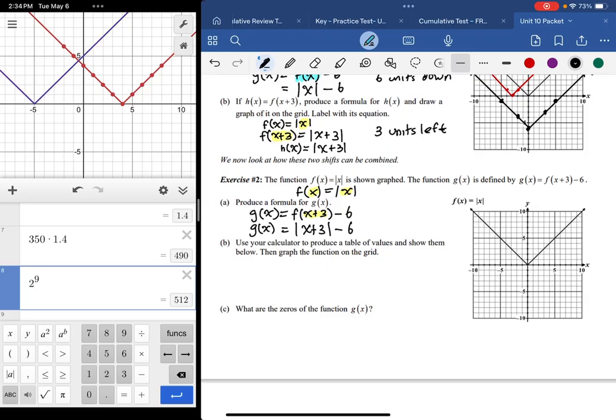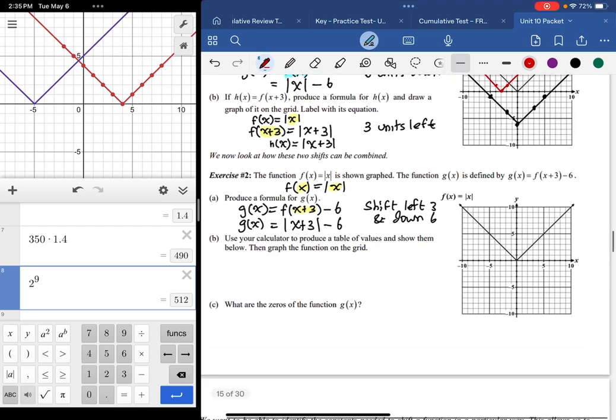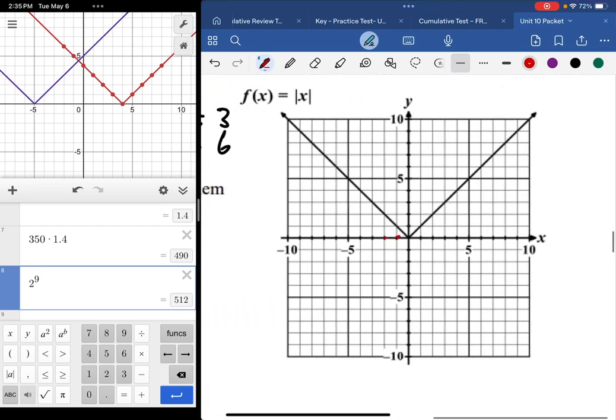But if we know that this means shift left 3 and down 6, then we can get to our final answer all in one shot instead of doing it left 3, draw a graph, down 6, draw another graph. Do it all in one shot and take every point and shift that point left 3 units and down 6. So 1, 2, 3, 1, 2, 3, 4, 5, 6. Grab another one here. I'll take this guy over here. So 1, 2, 3, 1, 2, 3, 4, 5, 6.